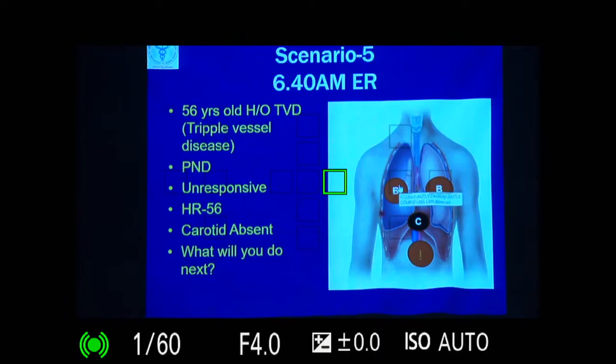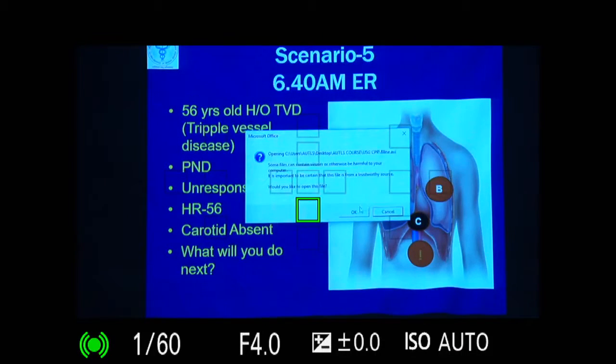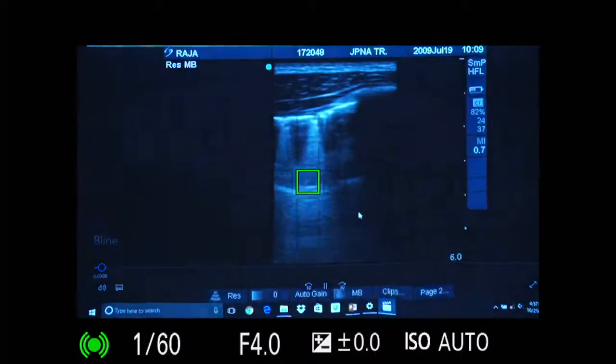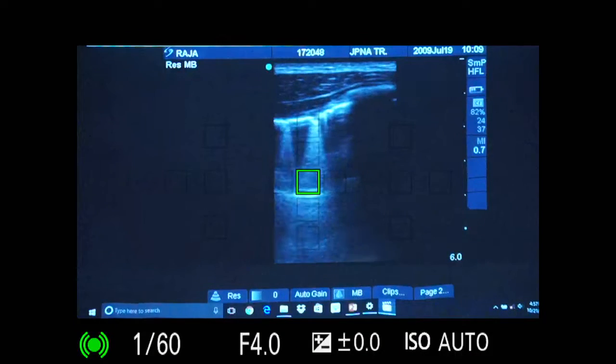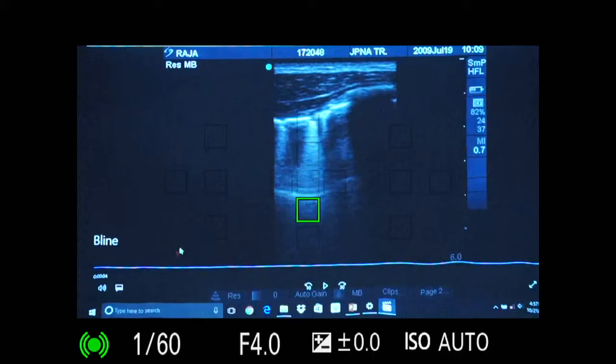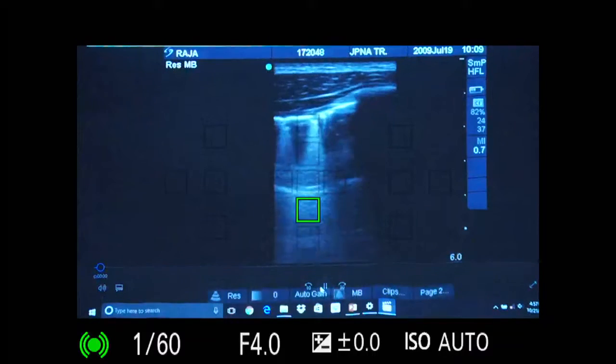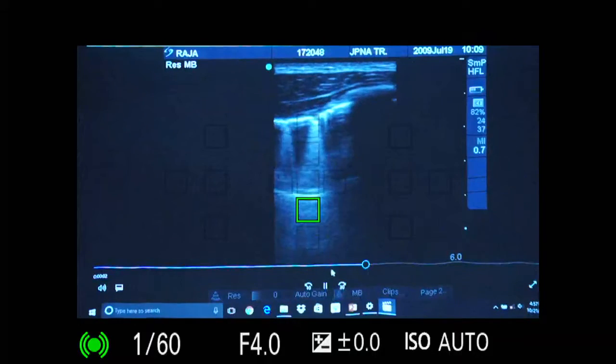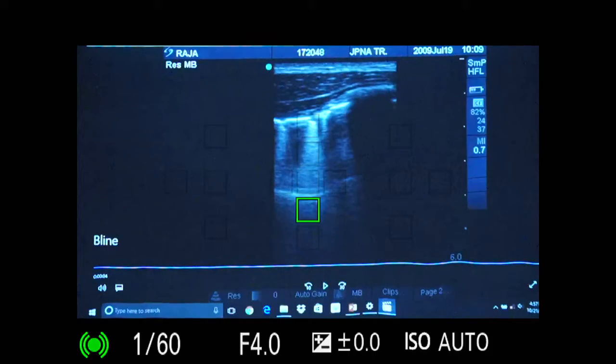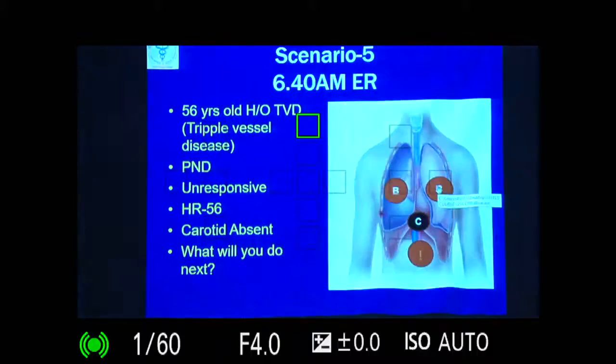So, what should I find in the lung? Sarvan? Normal A profile you will find. If there is poor ejection fraction in the heart, it will be a wet lung. Yeah, let us see. B profile. Can you appreciate? This is a full B profile. That means it is a wet lung. Okay, pulmonary edema.